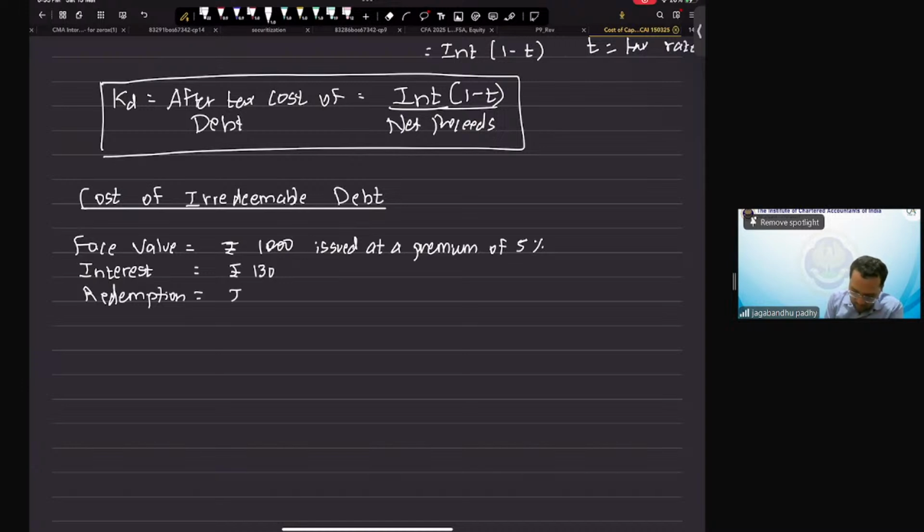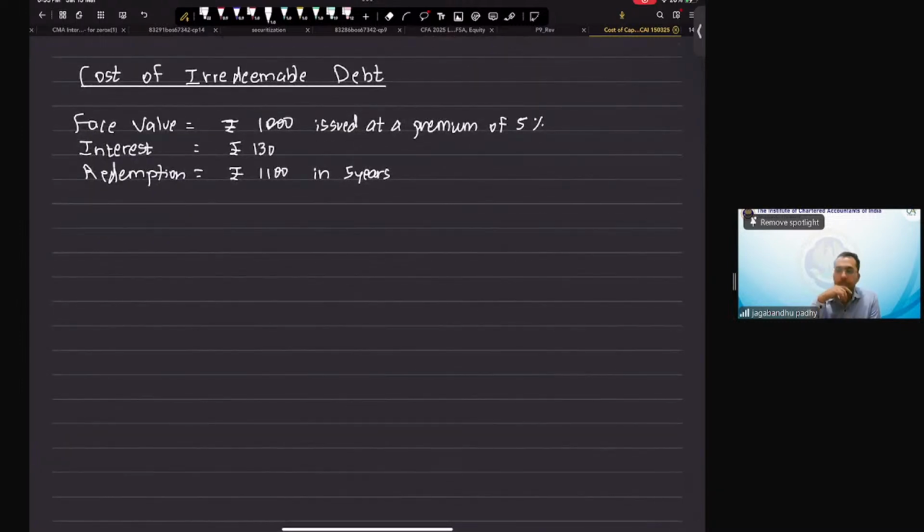Redemption is going to be rupees 1100 in 5 years. These debentures are going to be outstanding for a period of 5 years with a redemption value of 1100. Face value is 1000, issued at a premium of 5%. Interest is 130. Redemption is 1100 in 5 years.